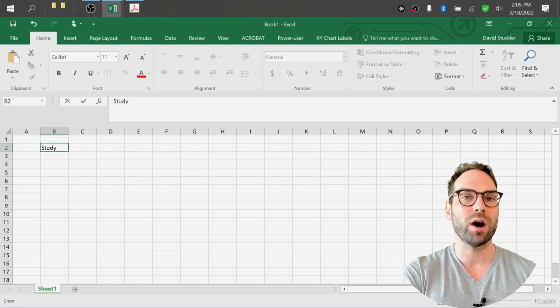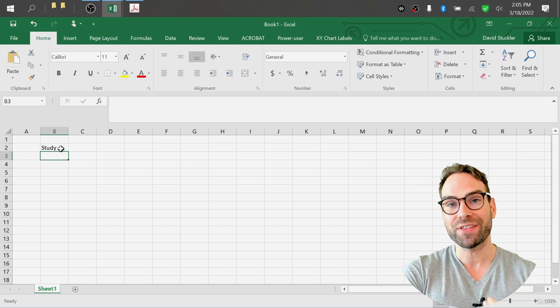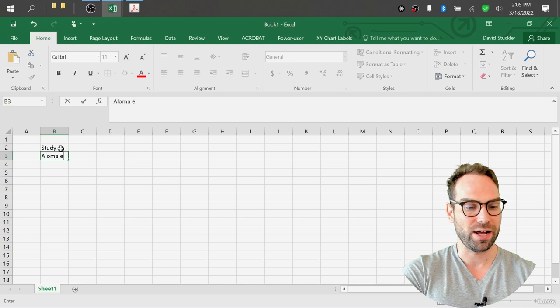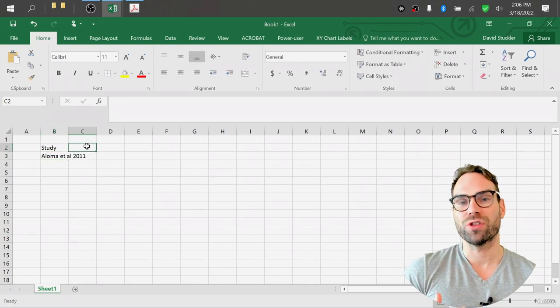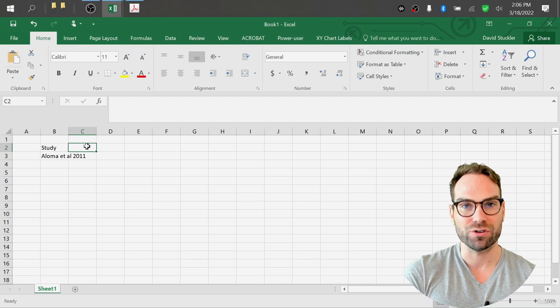One is you want the study, which I've listed here. So the study, you usually want the authors et al. and the year. So I'm just going to make something up. Let's say Aloma et al. 2011. The next thing you are going to want to make sure that you always include are going to be the elements of your PICO. These almost certainly need to be in because they're indispensable for defining your study.